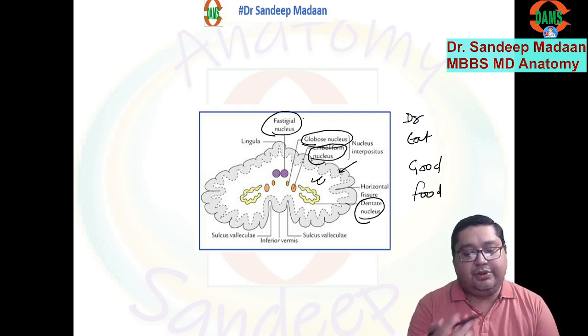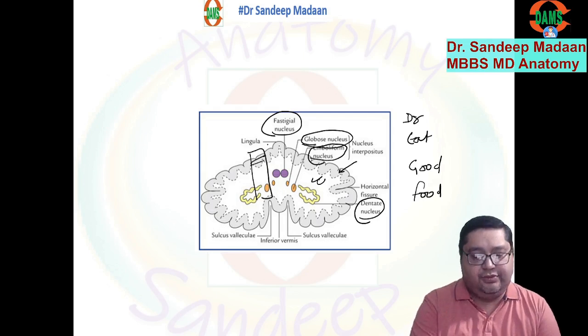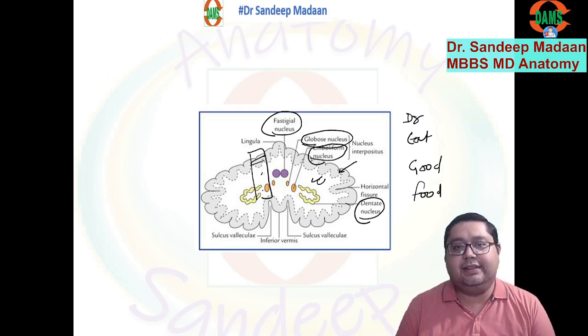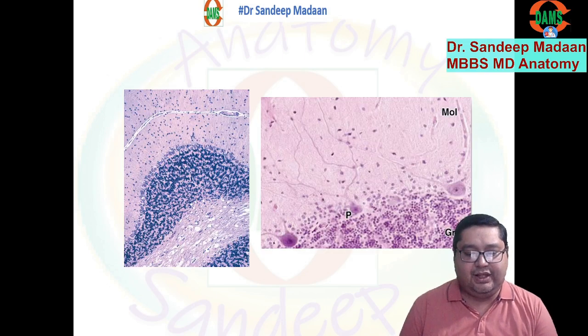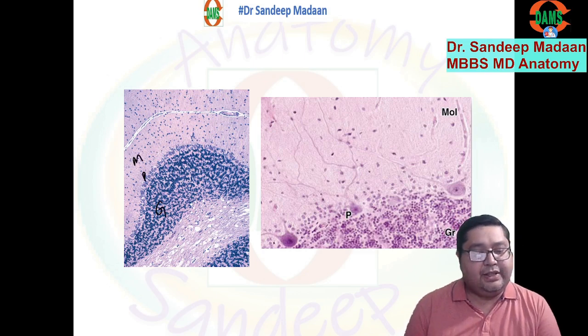Okay, but what about the cortex? If you take a section over here, you will see the layers of the cortex, you will see the white matter, and within the white matter you will again see the gray matter nuclei. So this is how we'll see the layers. We have the molecular layer, this is the Purkinje layer, and this is the granular layer.